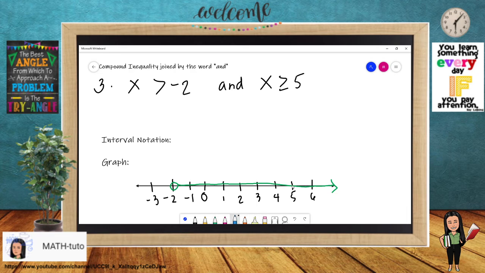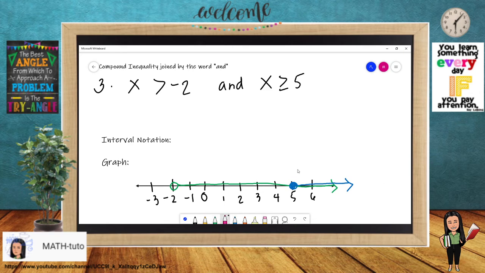So, we start with 5. Okay. And then, we shade to the right. 5 is included. So, shaded ito. Yan. Okay. So, as you can see here, ang nag-overlap na part sa kanila is a portion of the graph of the first one. And it is going in the same direction.